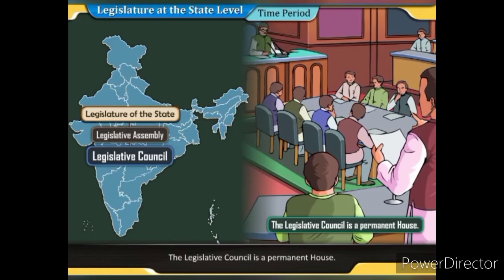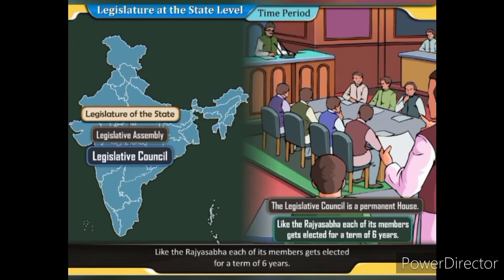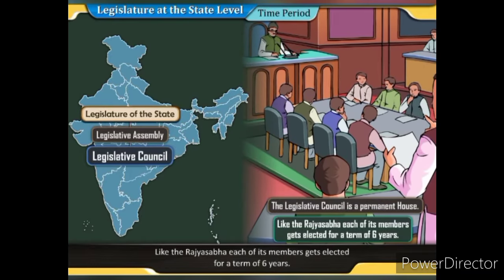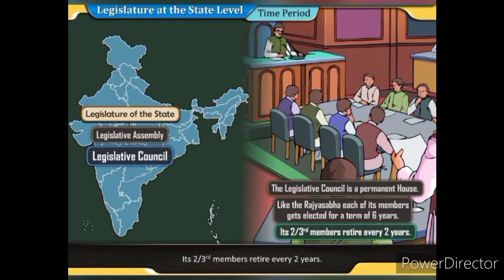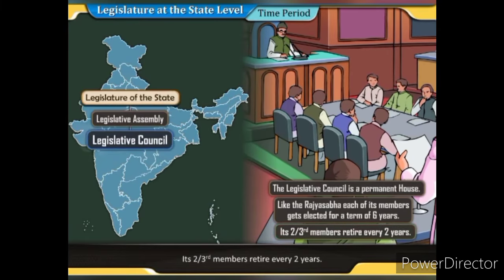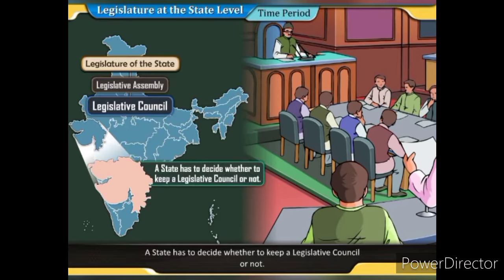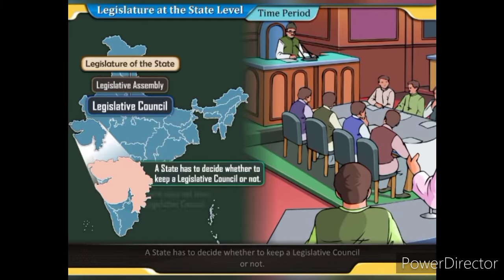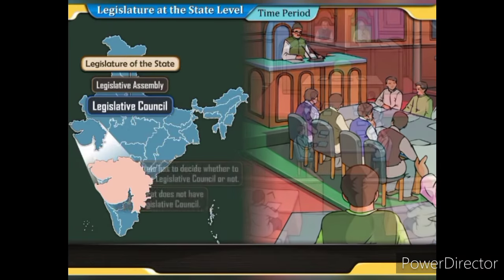The Legislative Council is a permanent house. Like the Rajya Sabha, each of its members gets elected for a term of 6 years. Its 2/3 members retire every 2 years. A state has to decide whether to keep a Legislative Council or not. Gujarat does not have a Legislative Council.